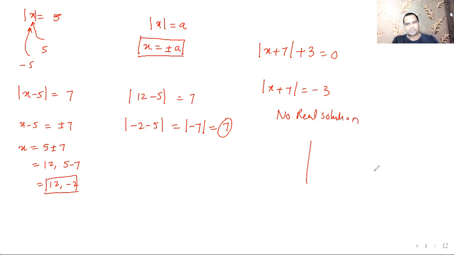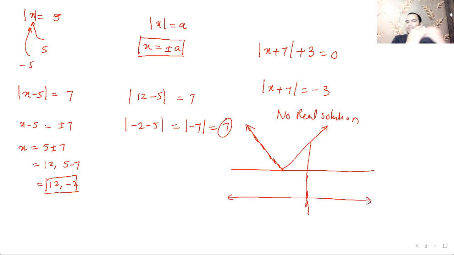If I look at absolute value of x plus 7, it is going to be something like this here. And if I draw the y equals minus 3 line, that's the second line here, they're not intersecting. So that's where you need to say that they will not have a real solution.